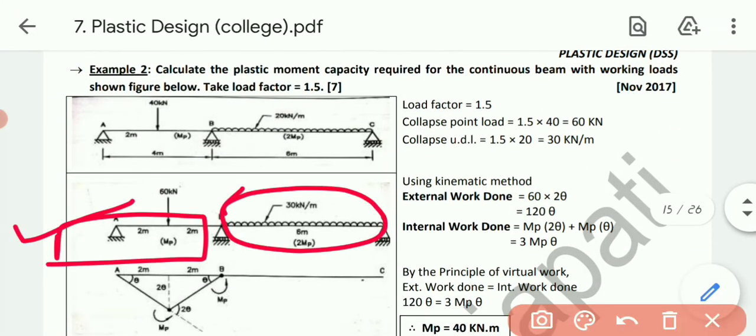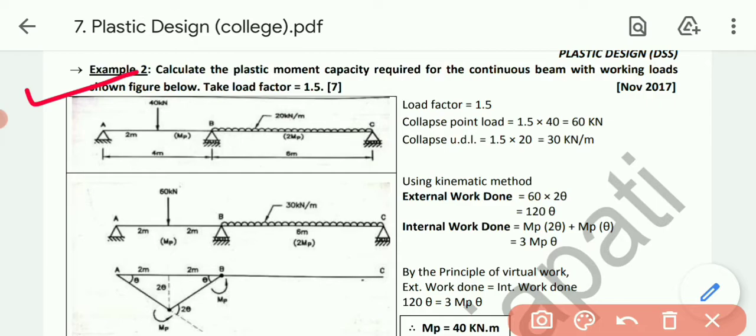See this one, example number 2. Calculate the plastic moment capacity required for the continuous beam with working load shown in the figure below. Take load factor equals 1.5. 7 marks, November 2017.